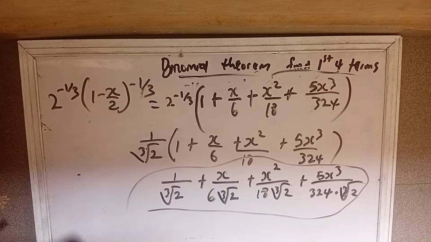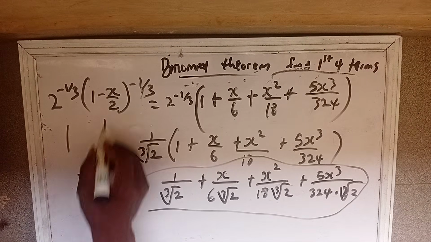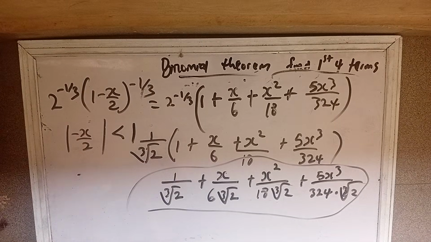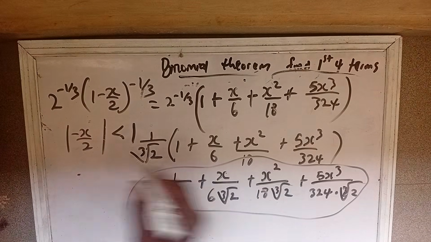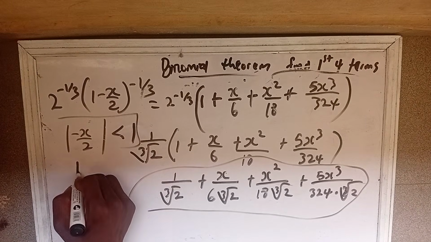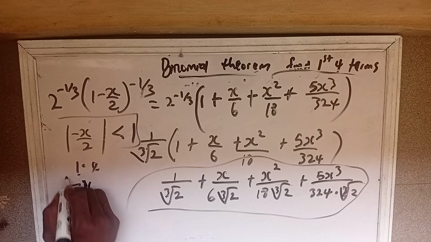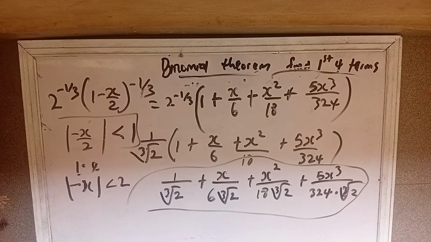Please take note of that. Now, what's our range of validity? Like I said earlier, the absolute value of our b, minus x over 2, less than 1. And if need be, cross multiply. This is the range of validity, which can be written as the absolute value of x, cross multiply, less than 2. So that's that for that.